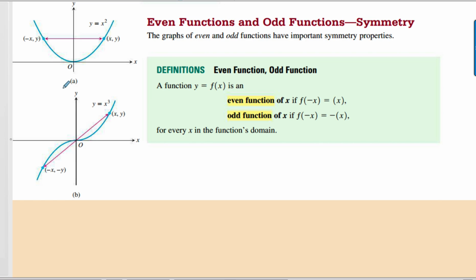An even function is such that if you have a point and you substitute the opposite value for x, the y does not change. The graphical characteristic is the symmetry with respect to the y-axis. An odd function is if you have a point and you substitute the opposite value of x, the opposite value of y comes out. And that's symmetry with respect to the origin.